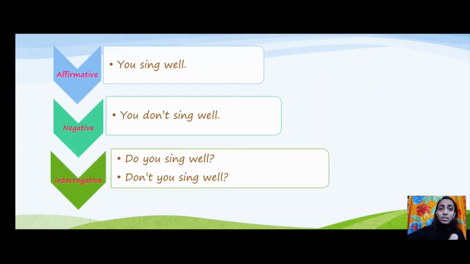You sing well. You is followed with do. Very good. And to frame negative sentence, we are supposed to add not immediately after the auxiliary verb. You don't sing well. Now let us frame interrogative sentence. To frame an interrogative sentence, we are supposed to write the auxiliary verb at the beginning of the sentence, and then comes subject, and then comes the verb, and then object. Do you sing well? Question mark. Don't you sing well? Question mark.